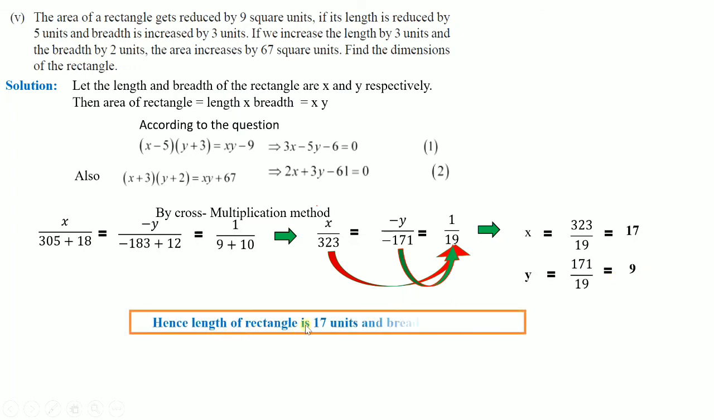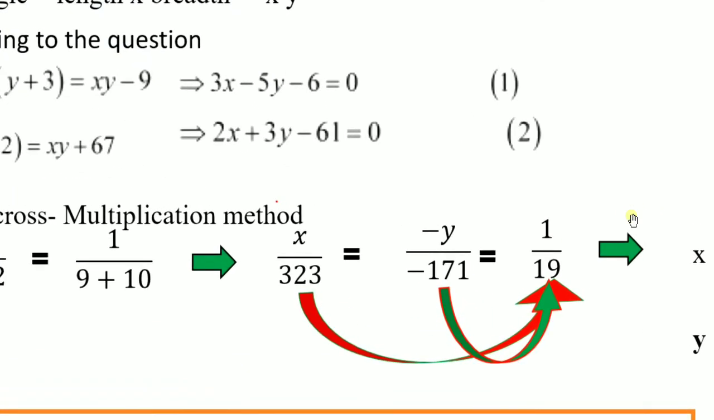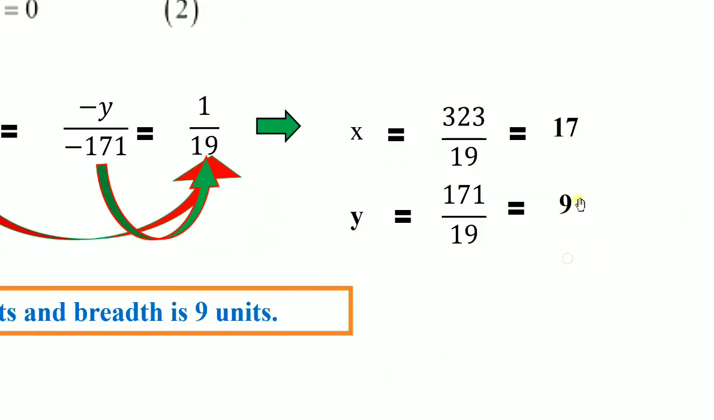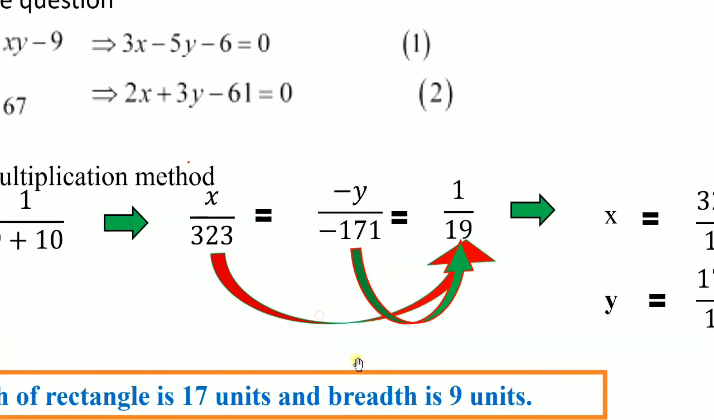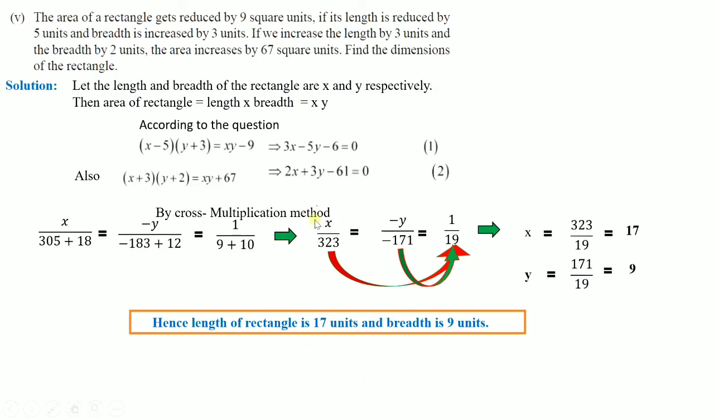Hence, the length of the rectangle is 17, and the breadth is 9 units. So this was asked in the question, to find the dimensions. So these are the dimensions, length and breadth.